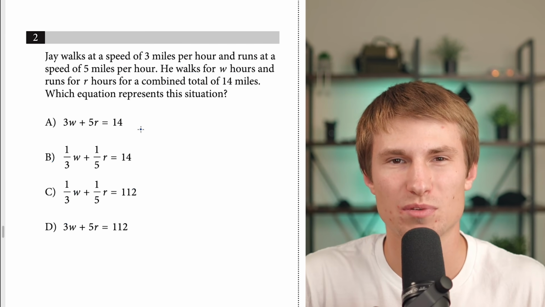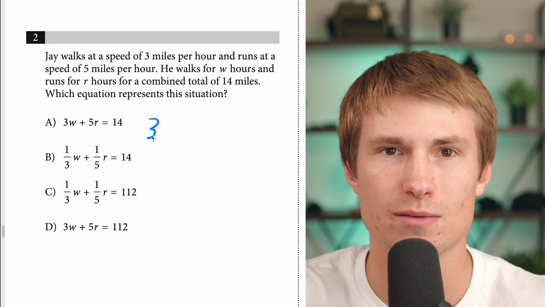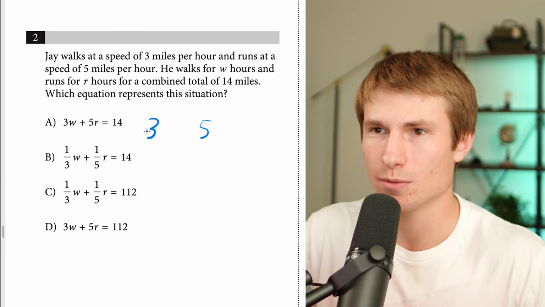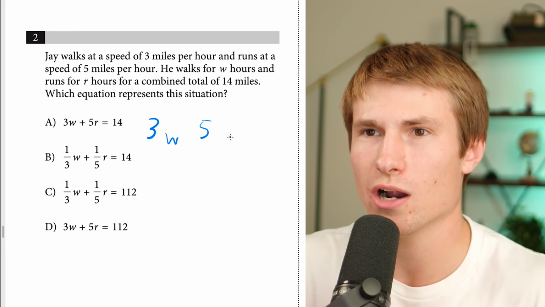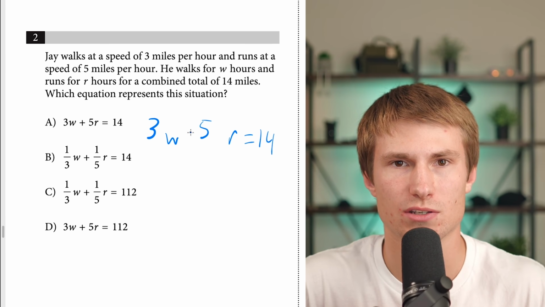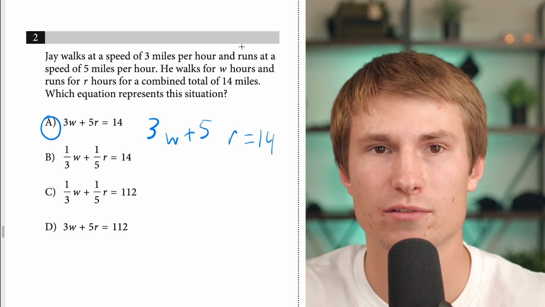Here's a tip to help you be more efficient on the SAT. Question 2 states Jay walks at a speed of 3 miles per hour and runs at a speed of 5 miles per hour. He walks for W hours and runs for R hours for a combined total of 14 miles. Which equation represents this situation? Okay, well, as you can see, I've already got my answer without having to read through a second time.